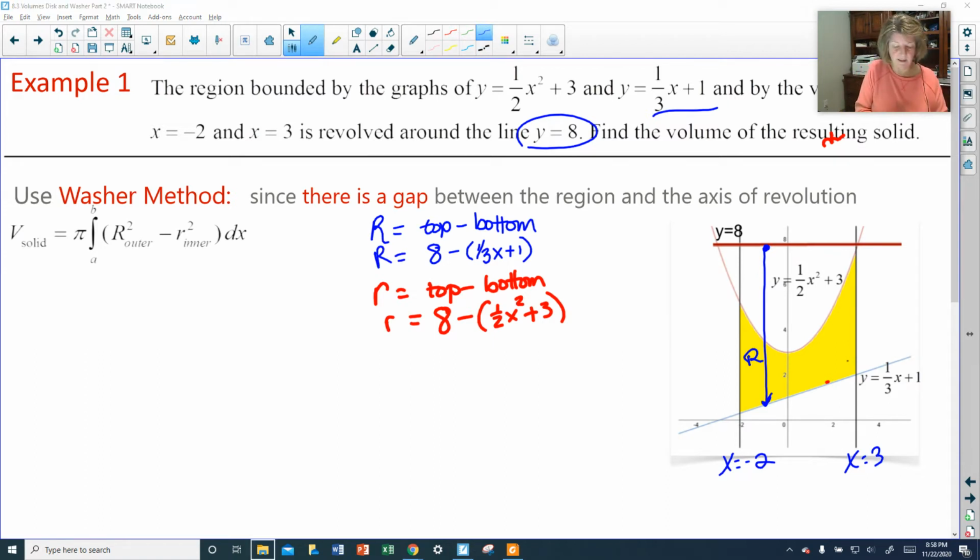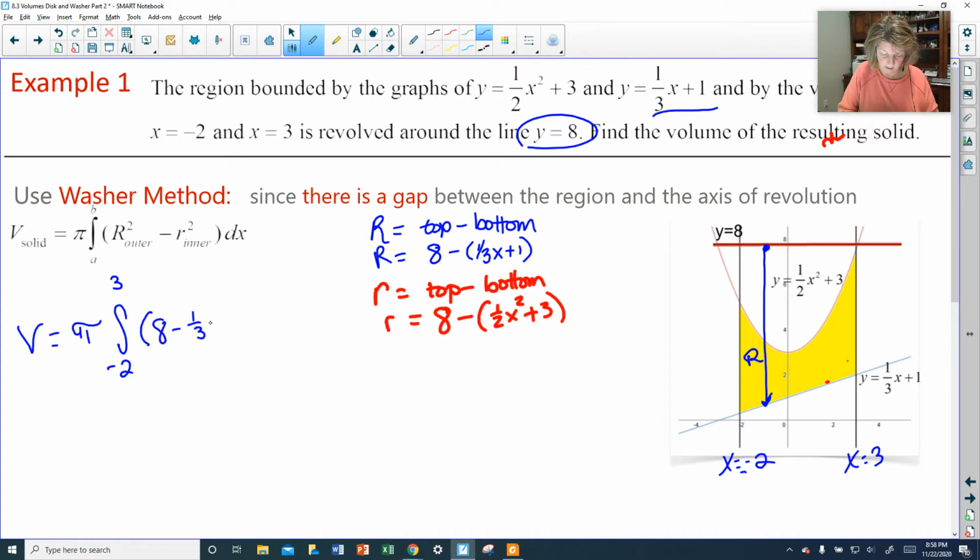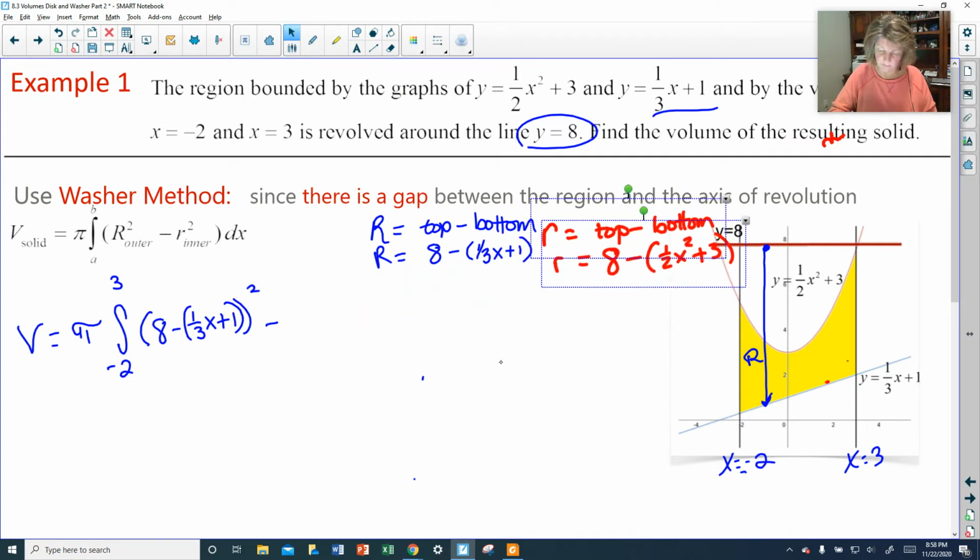Now the formula stays the same as it did in washer method without moving our axis of rotation. And so my volume is going to be pi times the integral over x values, -2 to 3, of big R squared. So my big R is going to be 8 minus 1/3 x plus 1, quantity squared. Now that would not be correct, because I didn't put my parentheses around that linear function. So either distribute the negative or use the parentheses. Minus, now let's go after little r squared.